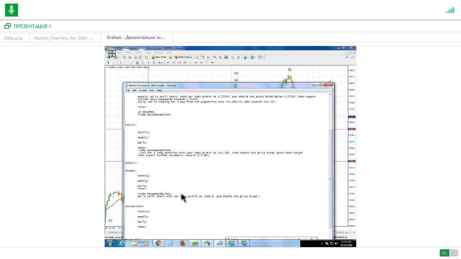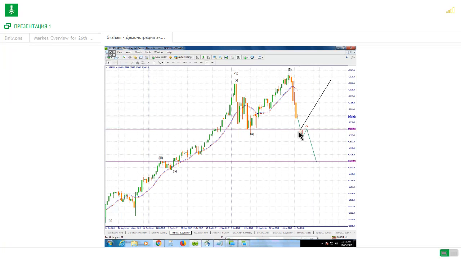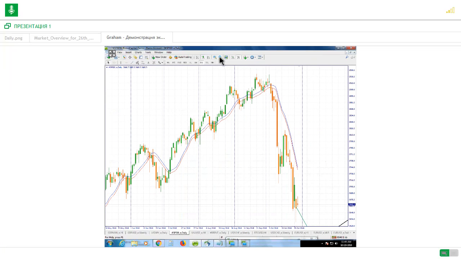and with the price breaking below 2586.8, then we are selling towards 2389. So we've explained that already.